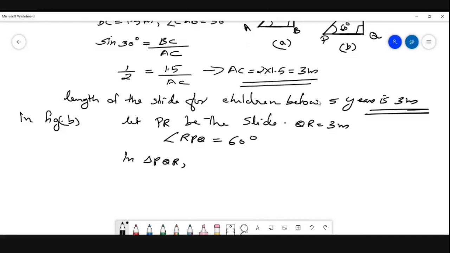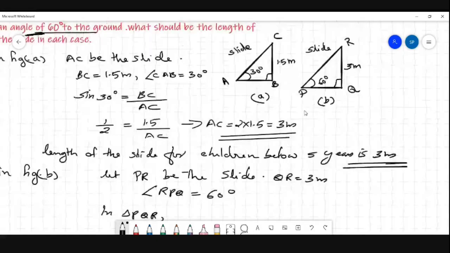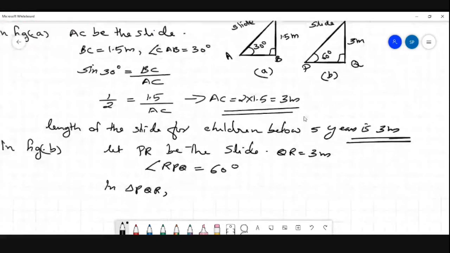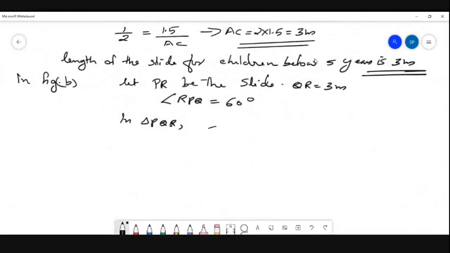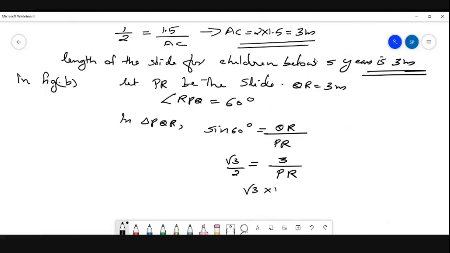with respect to 60, again we have to find out the hypotenuse. So opposite side by hypotenuse, again sine 60. Sine 60 equal to QR divided by PR. Sine 60 is root 3 by 2. Root 3 by 2 equal to QR, which is given as 3, divided by PR. So on cross multiplication, we get root 3 into PR equal to 3 into 2, 6, which gives PR equal to 6 divided by root 3.